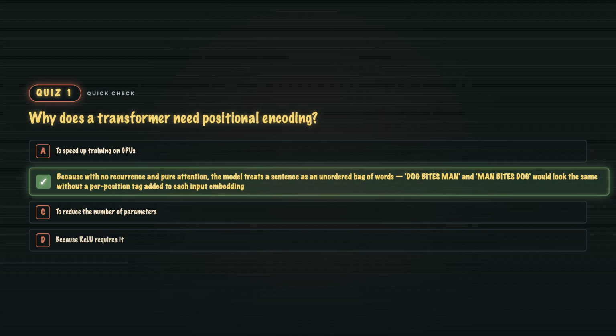B. This is the exact reason. The 2017 paper used sinusoidal positional encodings. Later transformers just learn them. Both work. The concept is what matters. Every position gets a fingerprint added to its embedding.